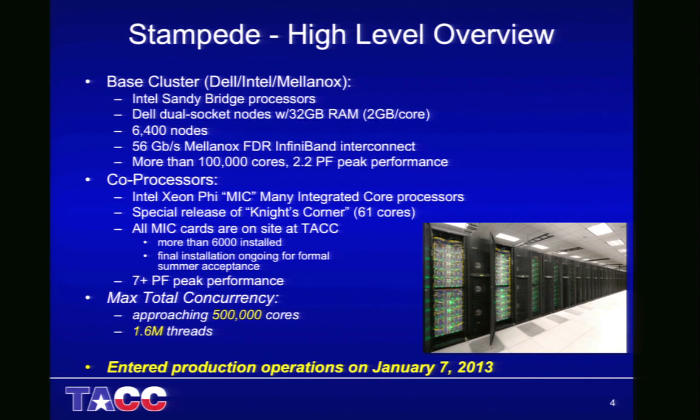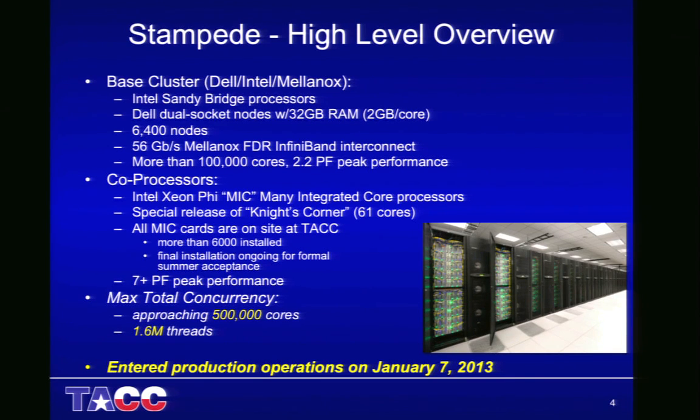The second part, which is the innovative component part, is the MIC, and we're going to be doing formal acceptance this summer on that part of the system. So we're on track to do that. So if you add up the peak performance of the MIC side, it's a little over 7 petaflops. So you add it all up, you're nearing 10 petaflops for this system.